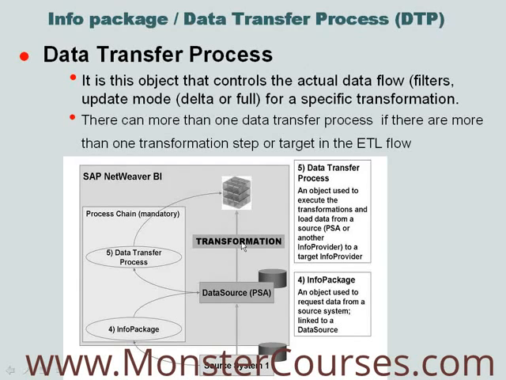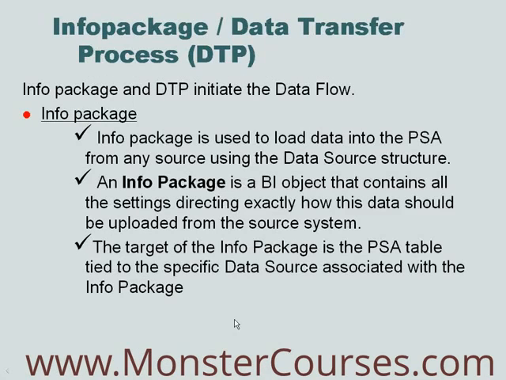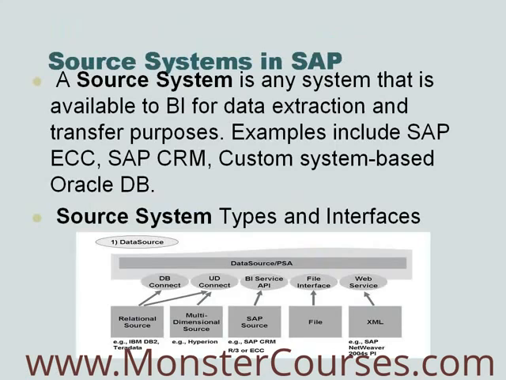So look at this, what is the source system and all these objects. What is a source system? A source system is any system available to BI for data extraction. When you want to access SAP ECC data, CRM data, Oracle data, they must have separate source systems. For example, when you want to access relational sources data, like IBM DB2 or Teradata, we use DB Connect. When you want to access multi-dimensional sources data, like Hyperion, we use UD Connect.